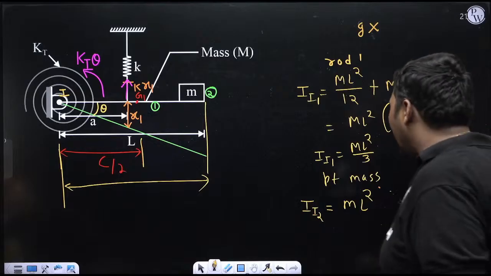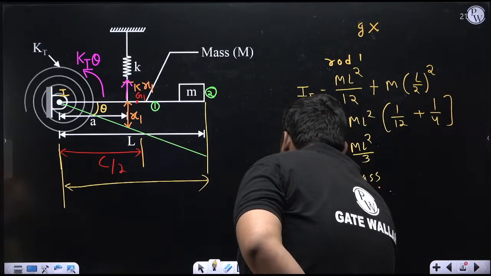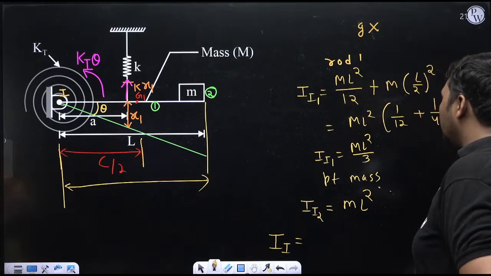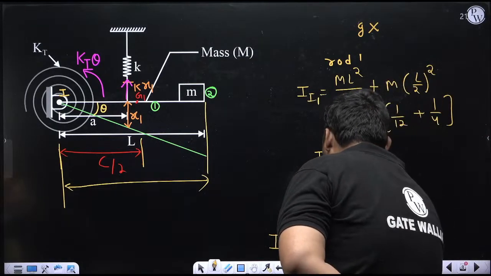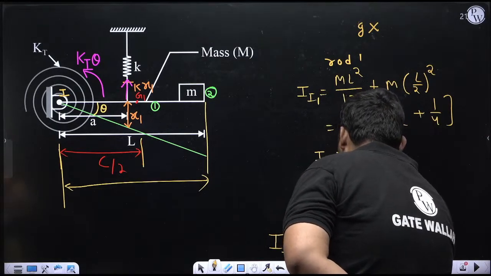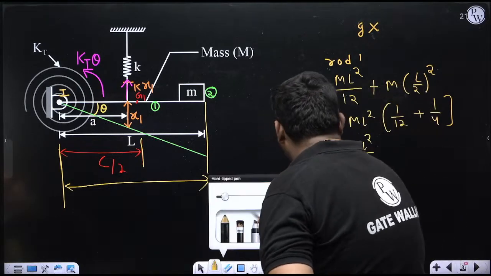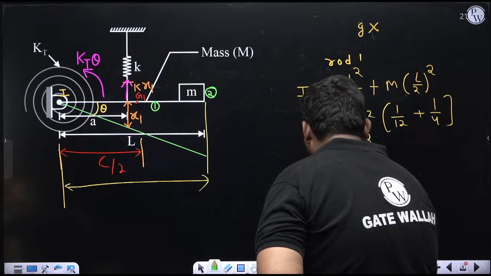So now I can calculate the total I about I by combining the inertia of the rod and the point mass. It will be the mass moment of inertia of the rod about the I center, capital ML square by 3, plus for the point mass, ML square. So in I about I, I have included the inertia of both the rod and the point mass.